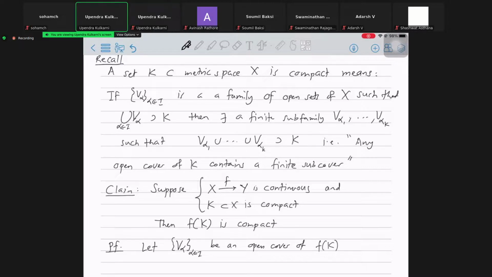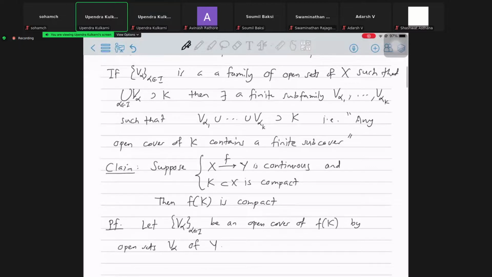And for emphasis, by open sets V alpha of which space? Y. Of Y. So again, by the original definition, these should be open sets of f of K. But any open set of f of K is the intersection of some open set of Y with the subset f of K. Right? So it does not make any difference.